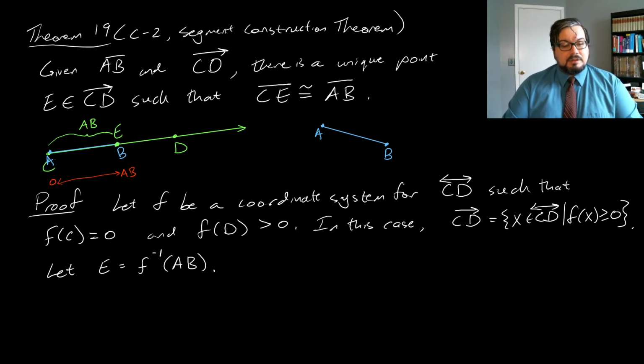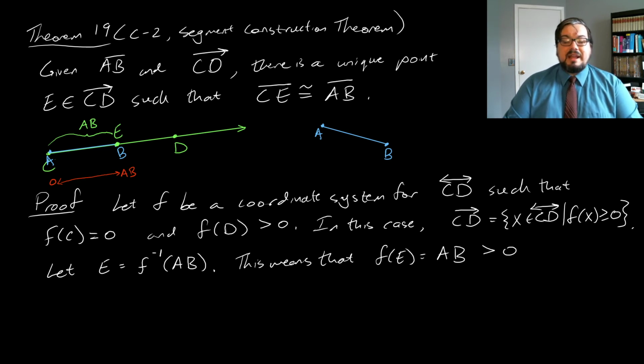So let's do that here. So this means that f of E is equal to AB, and the distance from A to B is positive. The distance between any two distinct points is positive, and A and B being two endpoints of a segment means that they have to be different. So, in particular, this means that E belongs to the ray CD. And that's based on what we have in the last line.